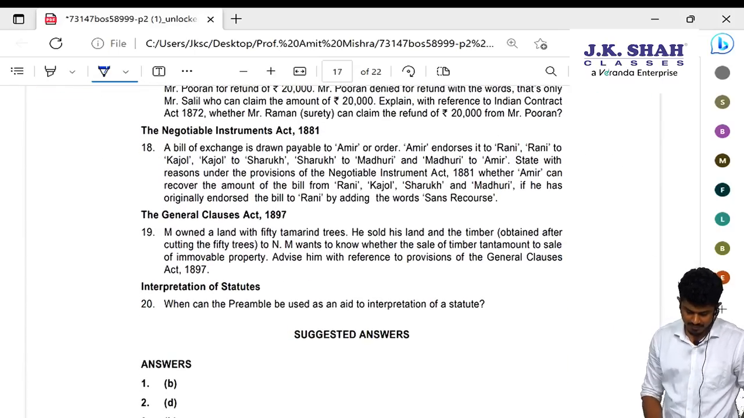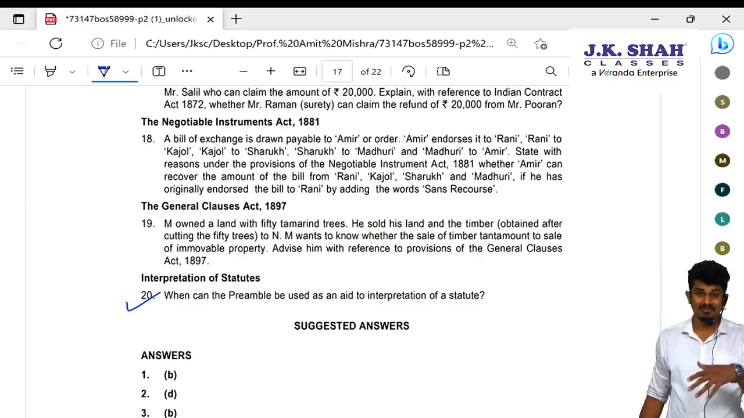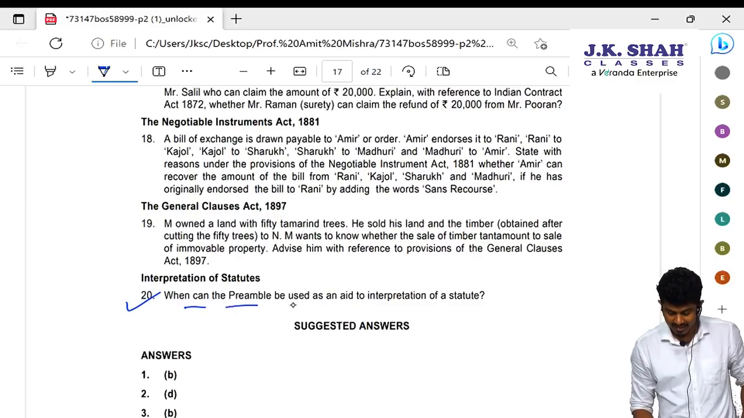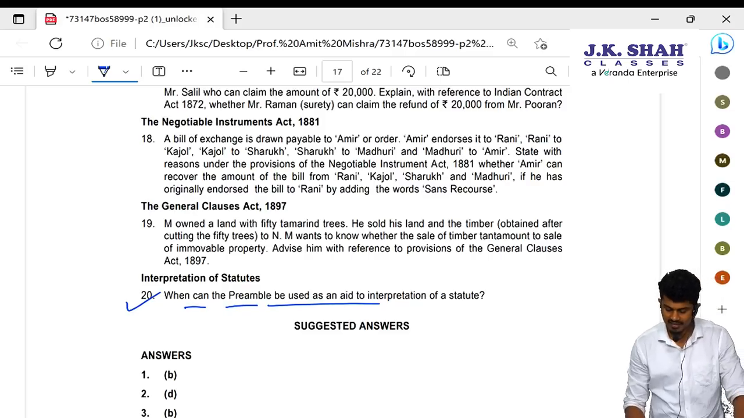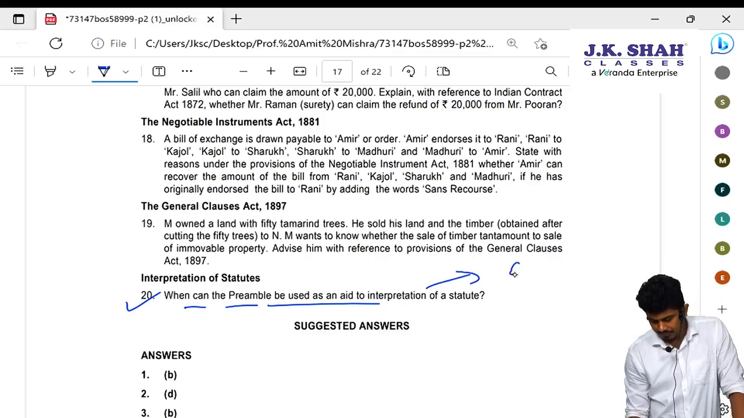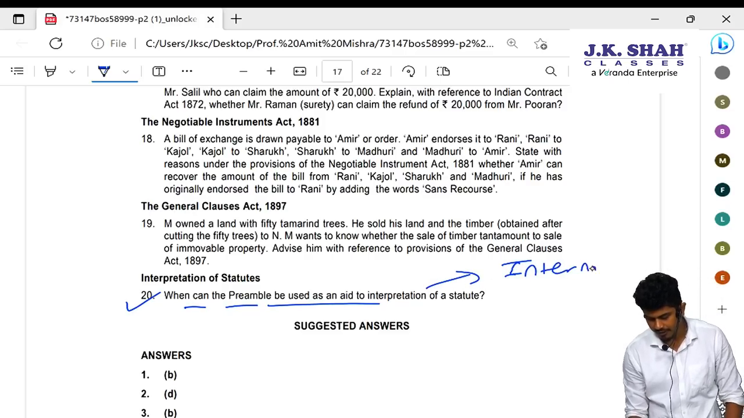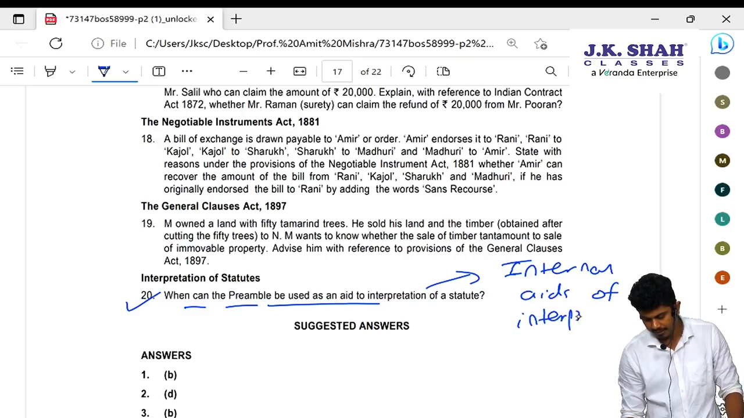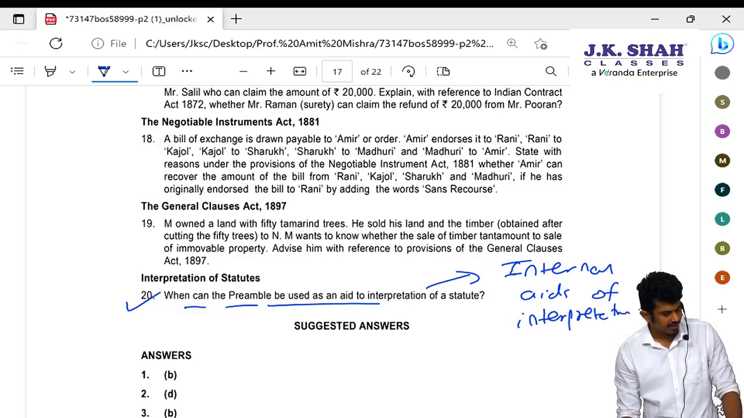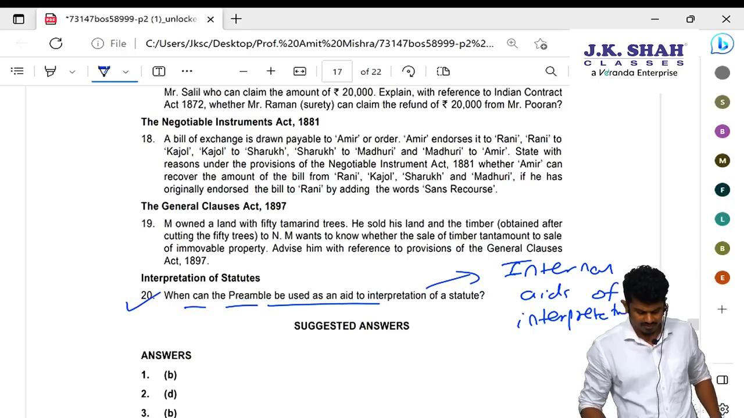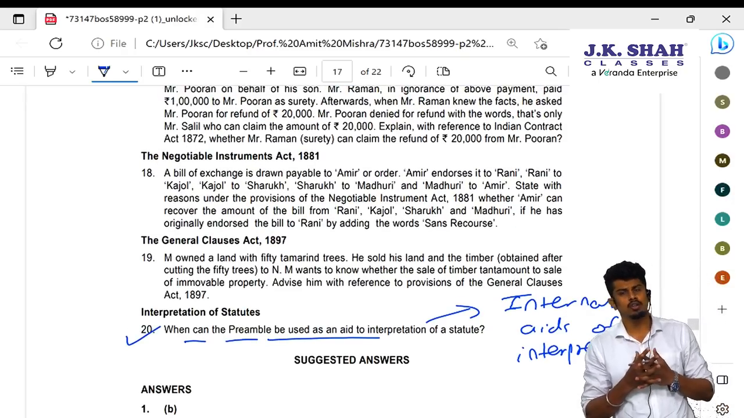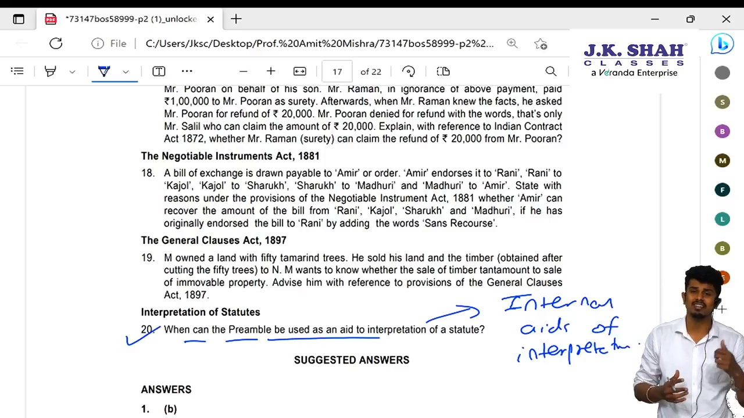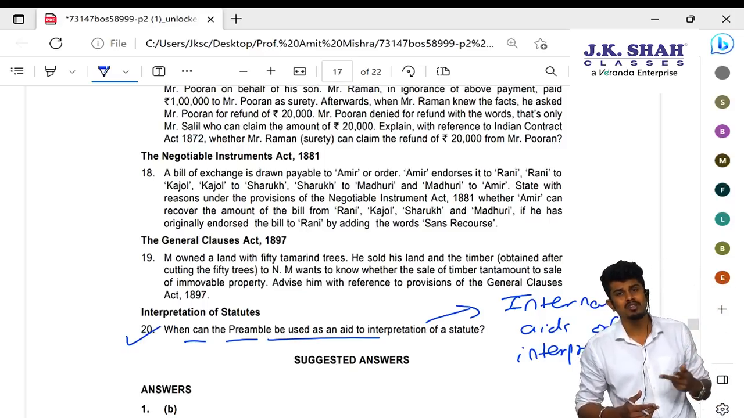First, we will see they have asked one question from interpretation of statutes. When can preamble be used as an aid to interpretation of statutes? So basically, they have asked a question from internal aids of interpretation. Correct? Again, a straightforward, direct question you can write, and you know that preamble is only used to understand the scope, objective and purpose of the act.